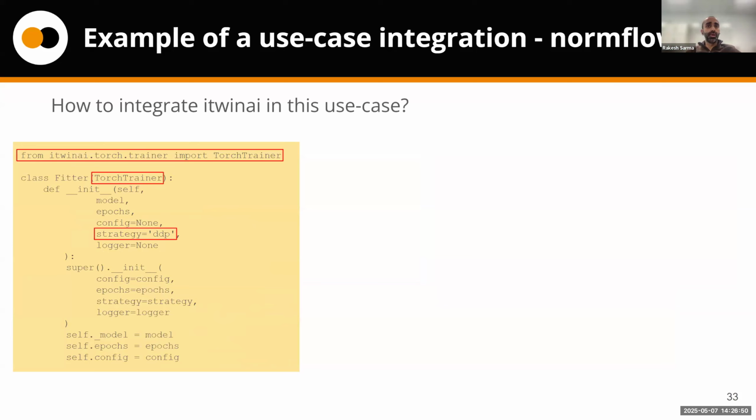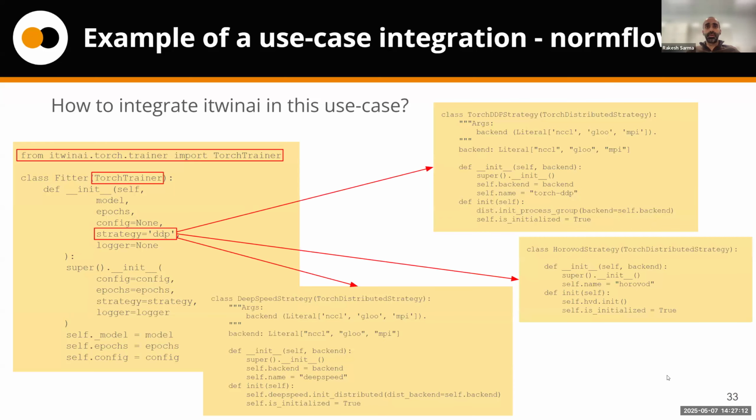I show here very simply. You have this new fitter now, which you see in this box, which inherits from this torch trainer, which is provided by ITwin AI. And now the strategy code basically is handled entirely through this flag. So you see the red box, it's a DDP strategy. Can you click again, Matteo? Which basically gets all the logic from one of these classes. In this example, you see three different classes: one is DDP, then Horovod and DeepSpeed.